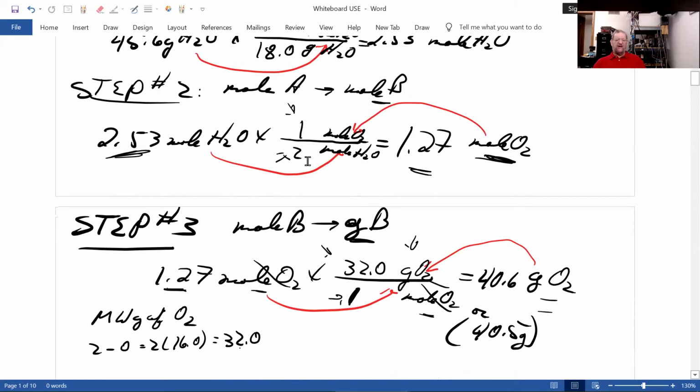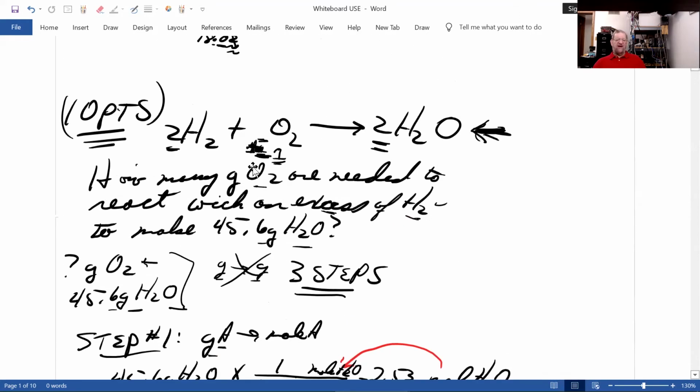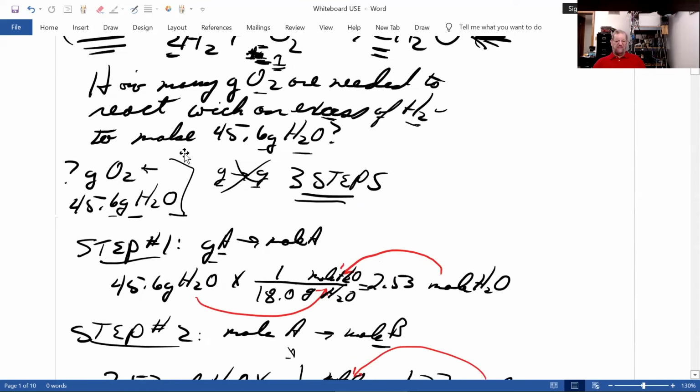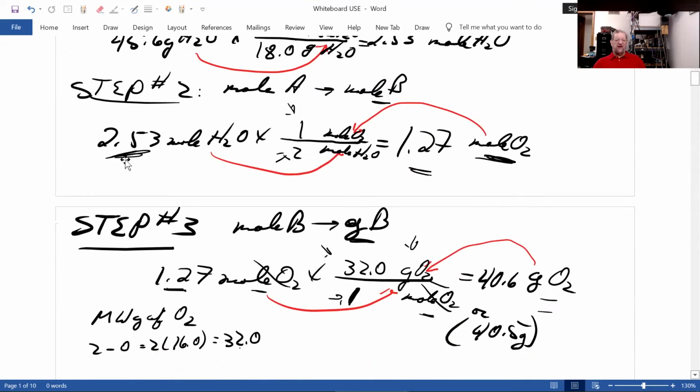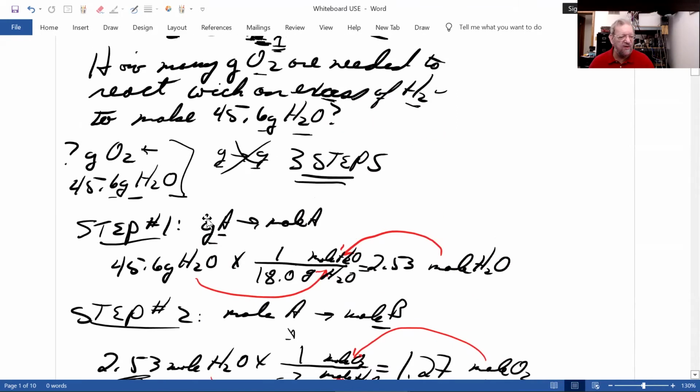These are exact numbers, because you can't have a fraction of a molecule. So the only number that figures into how many significant figures is this number. And here we have 2.53 moles of water. So that's going to be 3 significant figures in our answer. We now have moles of oxygen. Are we done? No, because we're trying to get the grams of oxygen.